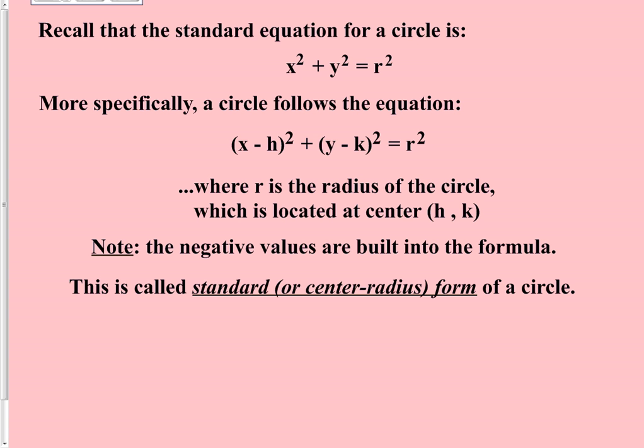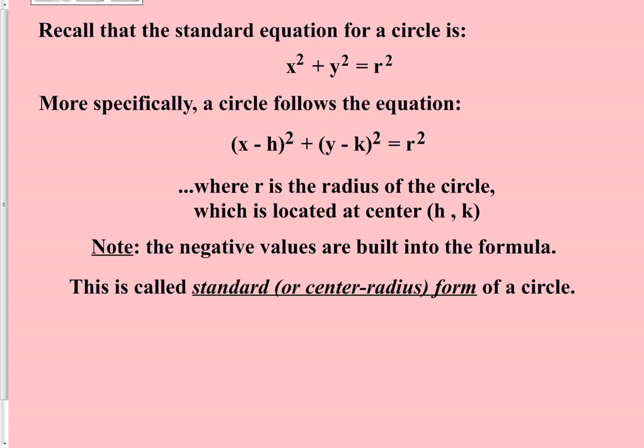That is the (x minus h) quantity squared plus (y minus k) quantity squared equals r squared, where of course r represents your radius and (h, k) represents your center. As always, the negative values are built into the formula. They should be there, so if they are not there, that means something about h and k has managed to change them, and that's what we call standard or center-radius form.